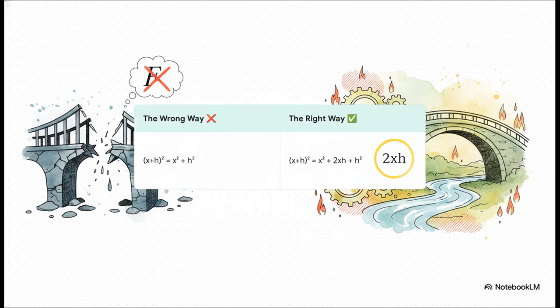Okay, pay close attention to this one. This is, without a doubt, the single most common mistake in algebra. They even have a name for it, the freshman's dream. It is so tempting to just say x plus h squared is x squared plus h squared. But no, that is totally wrong. You have to remember what squaring means. It's x plus h times another x plus h. And when you multiply that out, using FOIL, you get that crucial middle term, the 2xh. Getting this into your head is absolutely critical.